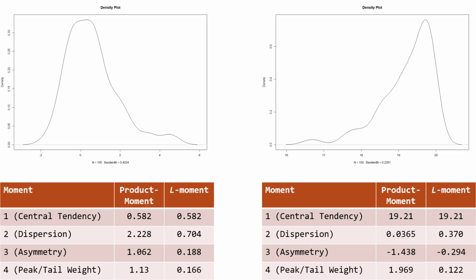Here are two samples to briefly illustrate the comparison between the two measures. For both samples, we find that the central tendency measured by both product and L moments is the same value. The sign of the skewness is what we would expect as well for both measures and samples. The key here is that except for the first moment, there is no direct way to go between these two measures. They can't be converted. This is because they quantify the properties of dispersion, asymmetry, and peak and tail weight in different ways and have different scales.